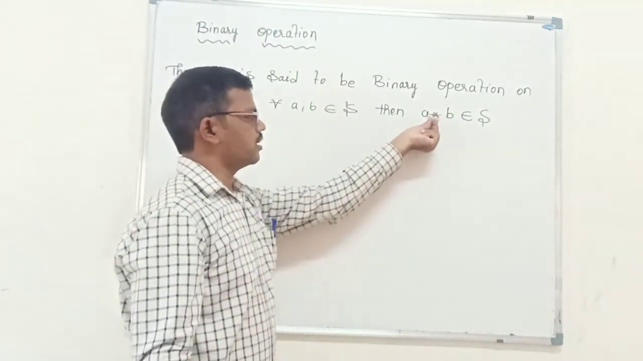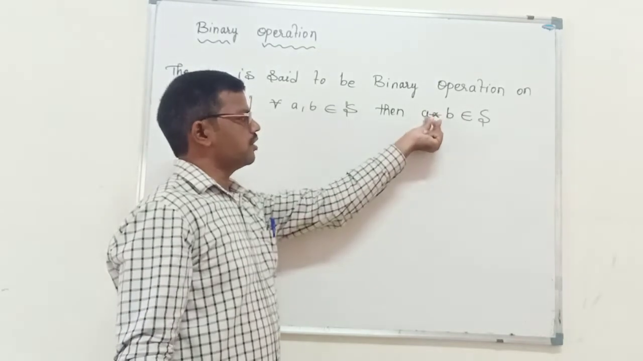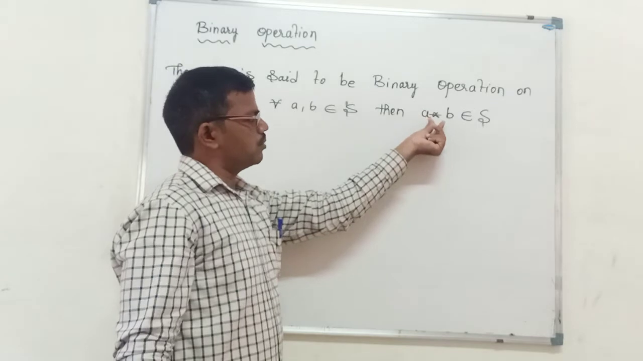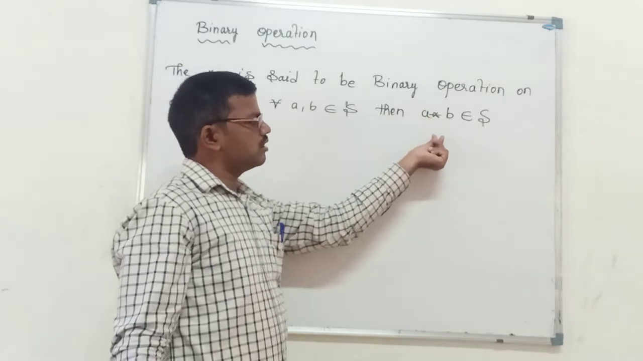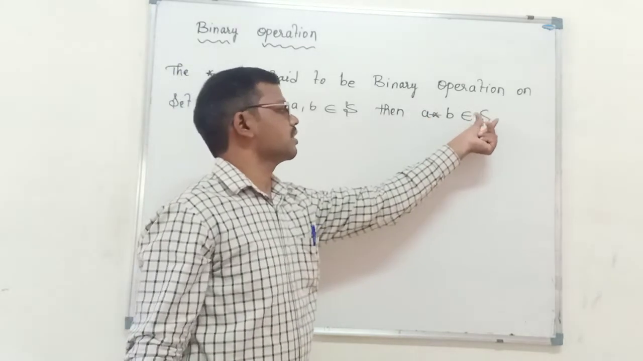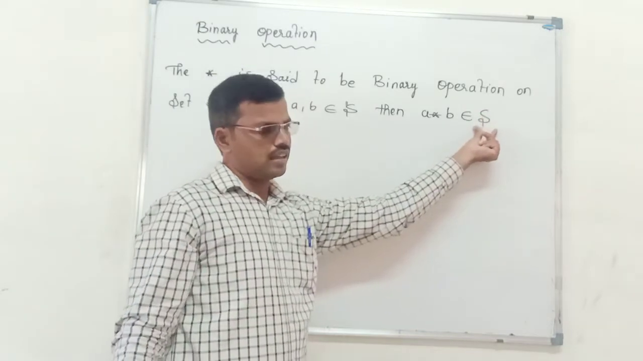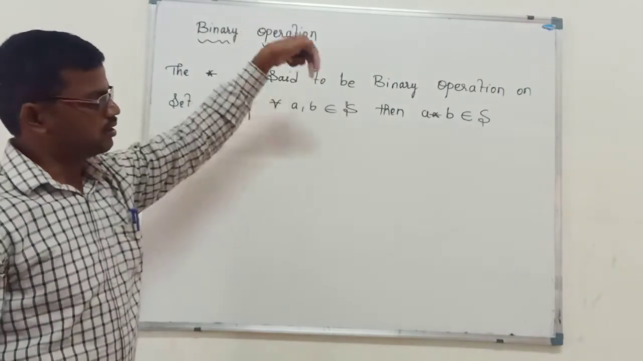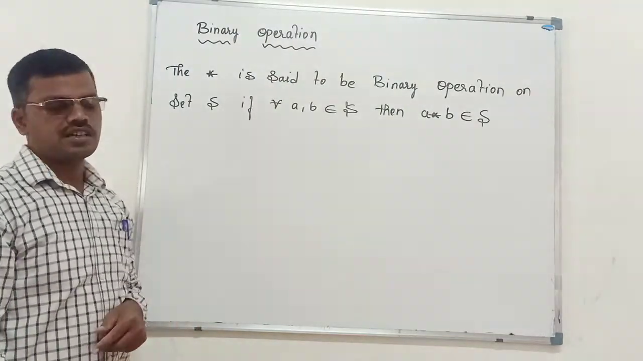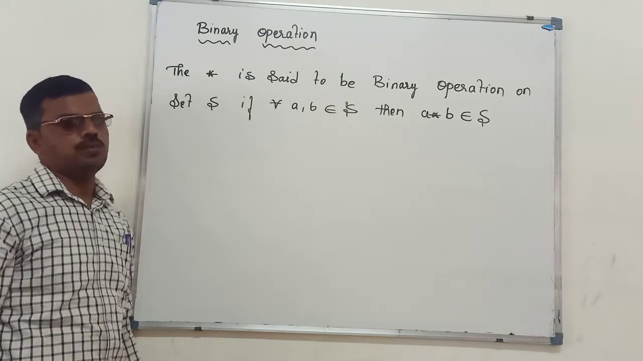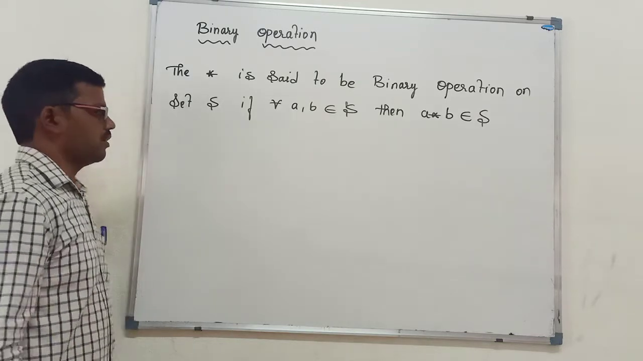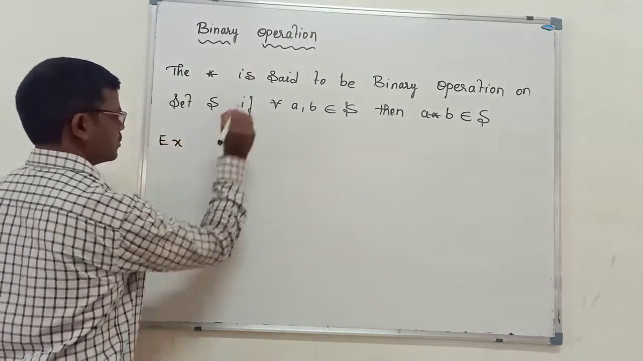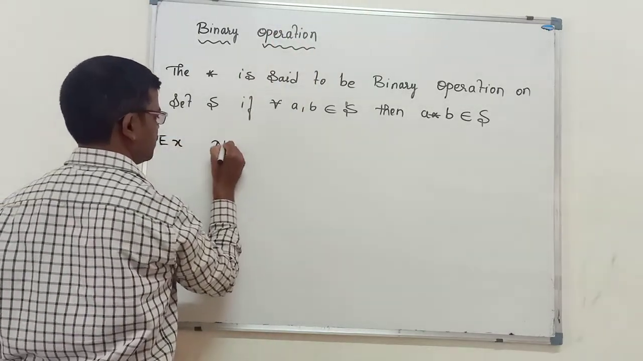So if you operate with any two elements of the given set, after operating, whatever the result we are getting, if that result is again in the given set, then we say that it is a binary operation on that set. So let me check which become binary operations. For example, take the natural numbers as the first example.